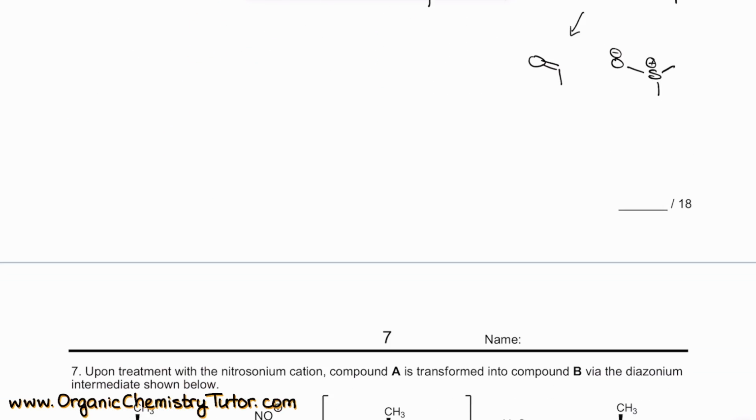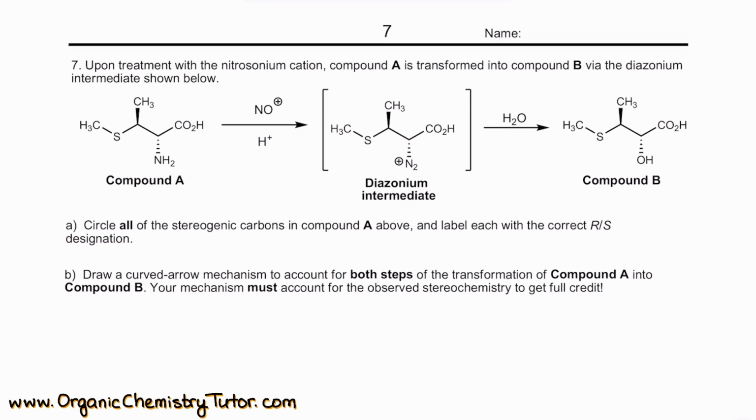Alright, so moving on to the next reaction, next page, next question here, we have a reaction upon treatment with nitrosonium cation. Compound A, so here is our compound A, is transformed into compound B, okay, here is the compound B, via the diazonium intermediate shown below, so this is our diazonium intermediate. Okay, awesome. Circle all of the stereogenic carbons in compound A and label each with the correct R or S designation. Okay, well, so we have two stereocenters here.